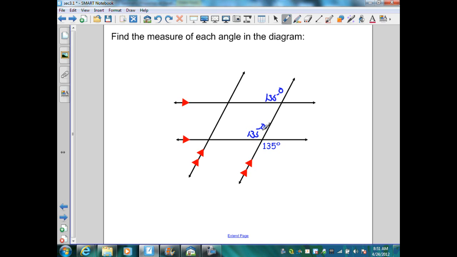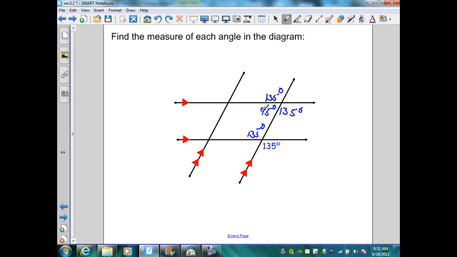And I know that alternate interior angles are congruent when these two lines are parallel. So this is 135 degrees. I also know that these two are corresponding angles, and I know that these two are same side interior angles, and they must be supplementary. Therefore, 135, and this angle must be 45 degrees.